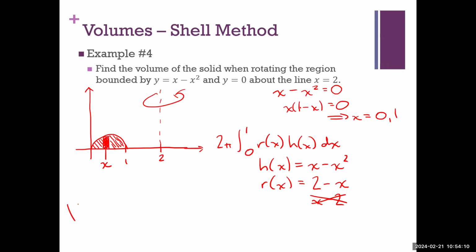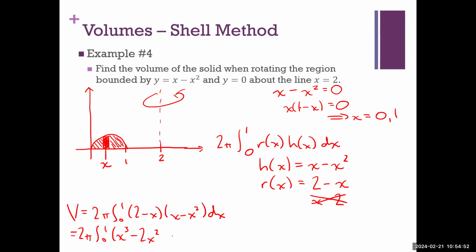All right, so I think we're ready to set this up. 2 pi times the integral from 0 to 1 of 2 minus x times x minus x squared dx. Is this an integral we can do? Yeah, we need to simplify first. So what do I get? Positive x cubed? Oh yeah, I just flip the order around. Okay. Oh, do I get 4 different powers out of this? No, I don't.